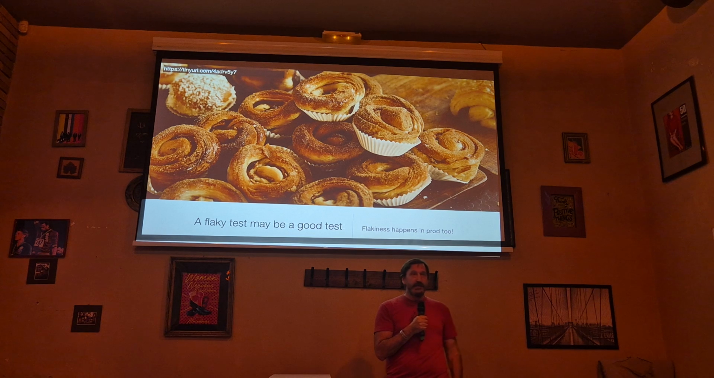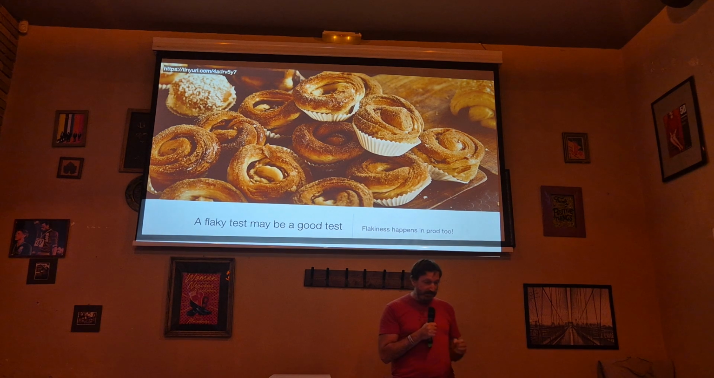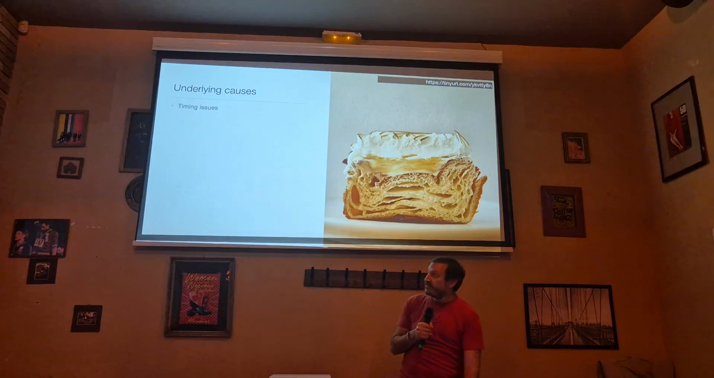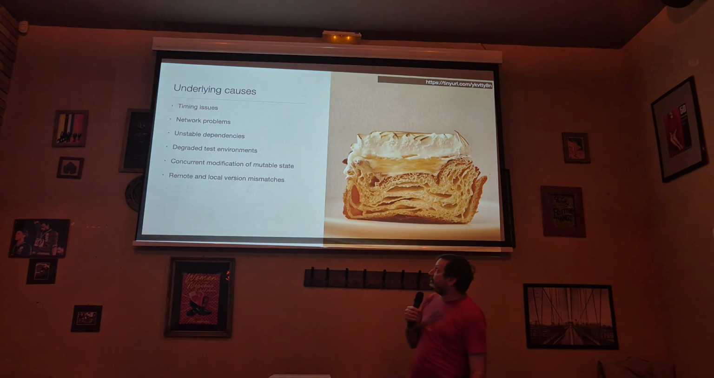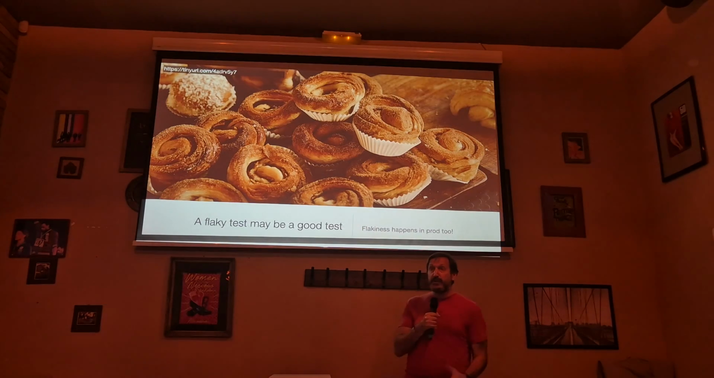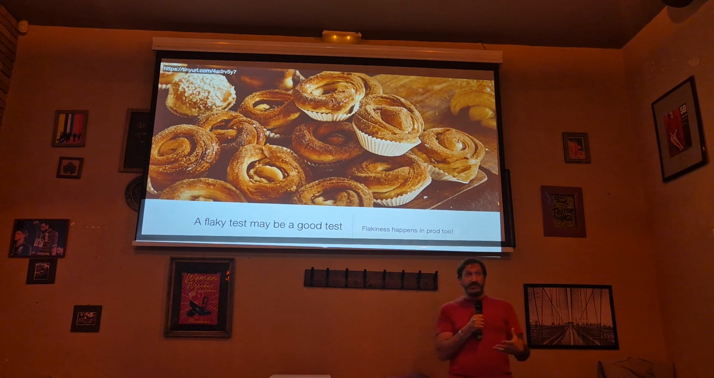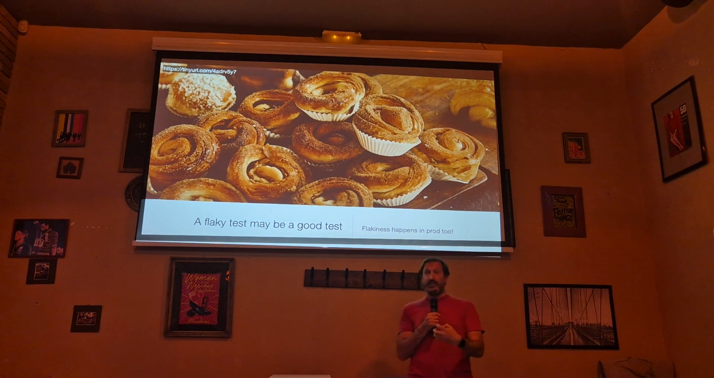Here's the thing. A flaky test can actually sometimes be a good test. I mean, flakiness happens in prod. Look at the things that we were talking about: network problems, unstable dependencies, degraded environments, concurrent modification of mutable state, remote and local version mismatches. Those things all happen in production. So a flaky test is sometimes a really good test. The fact it passes sometimes indicates that when everything is perfect, everything will work. When it fails, it means that there is a piece of signal. There is something that we need to do to improve the quality of our code.